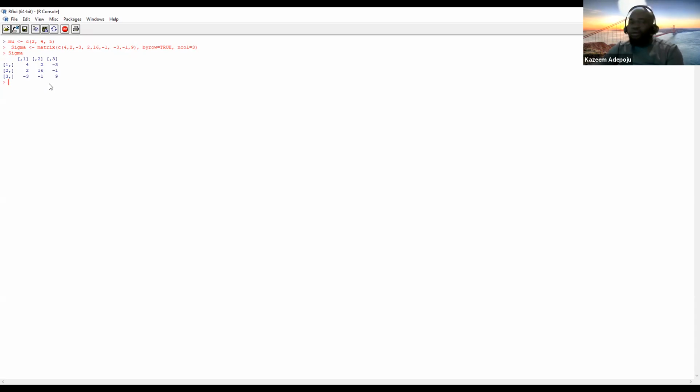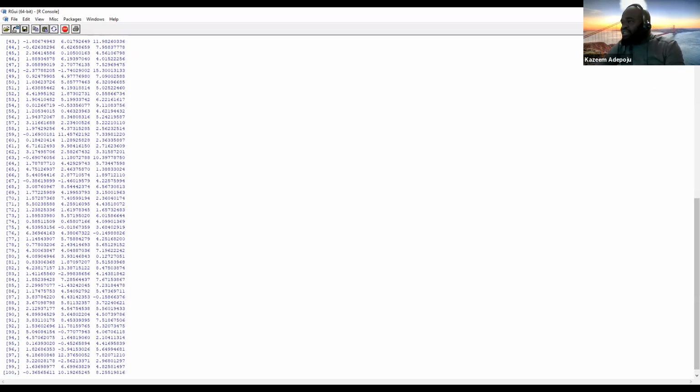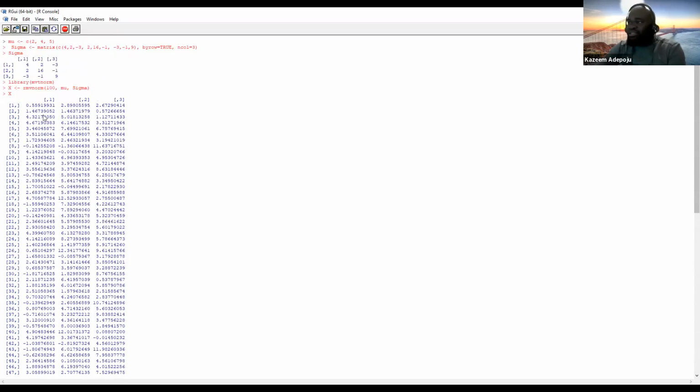The next thing is to go into my data. Like I said, I'm going to load a package called mvtnorm, so I'm going to copy that into R right now. Can you see that now? I loaded the package, and let me now look at my data set. Can you see my data set now? This is going to be 100 by 3.